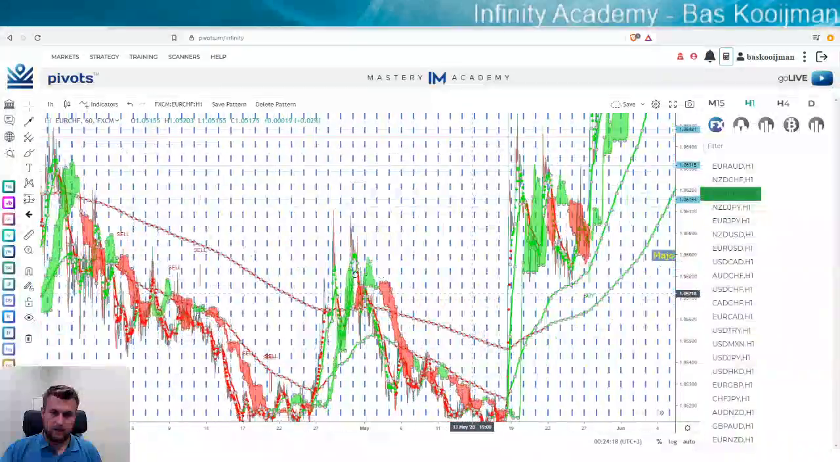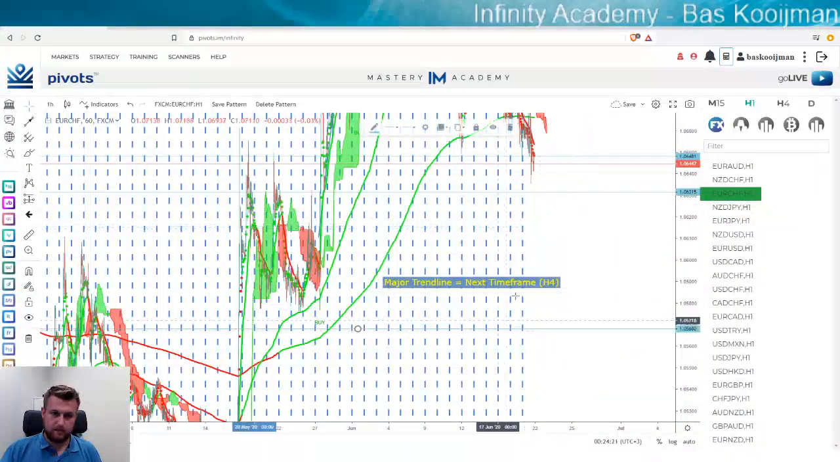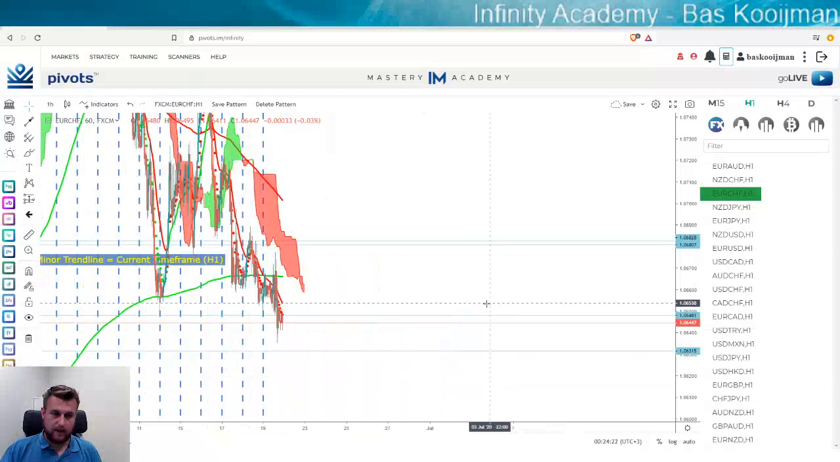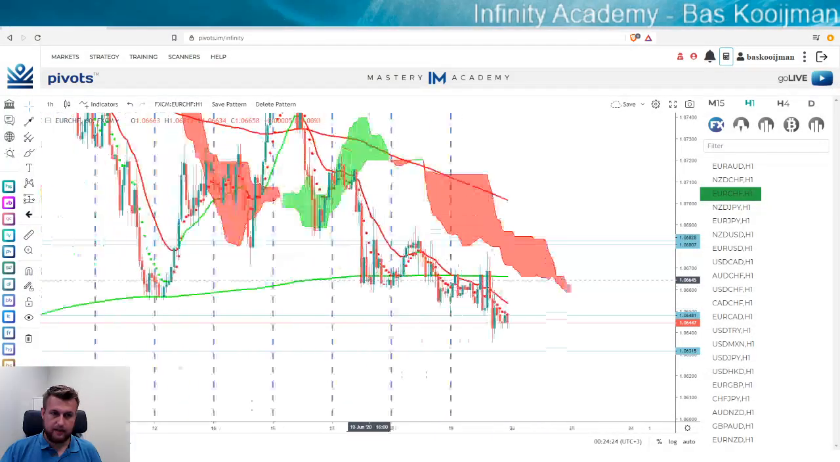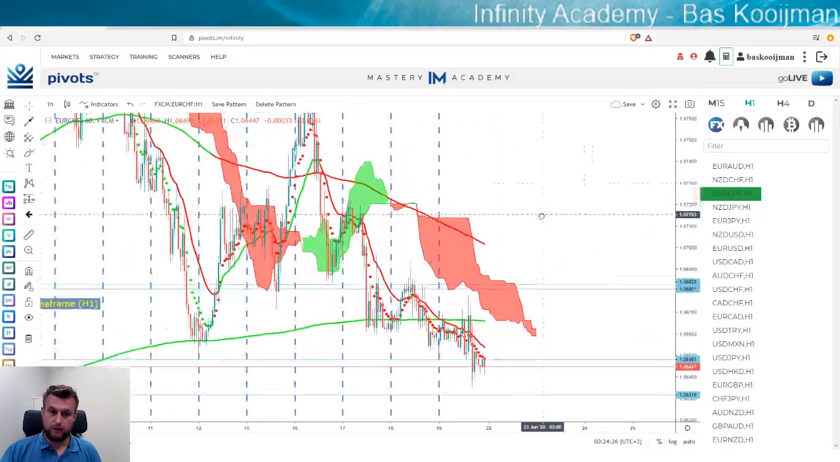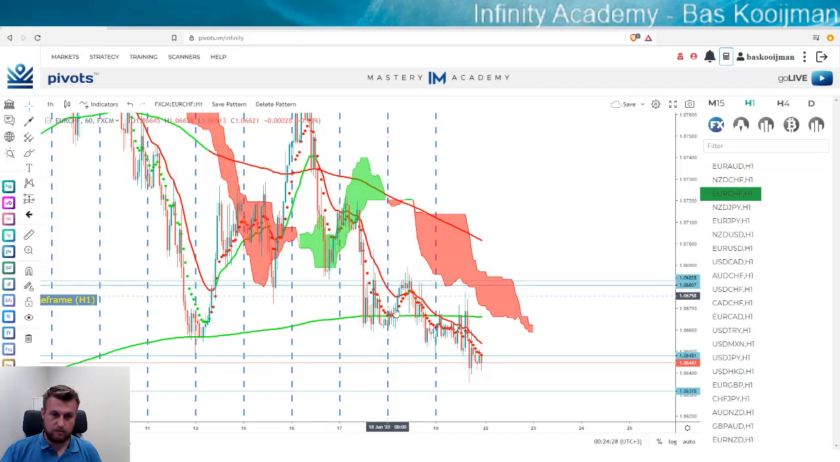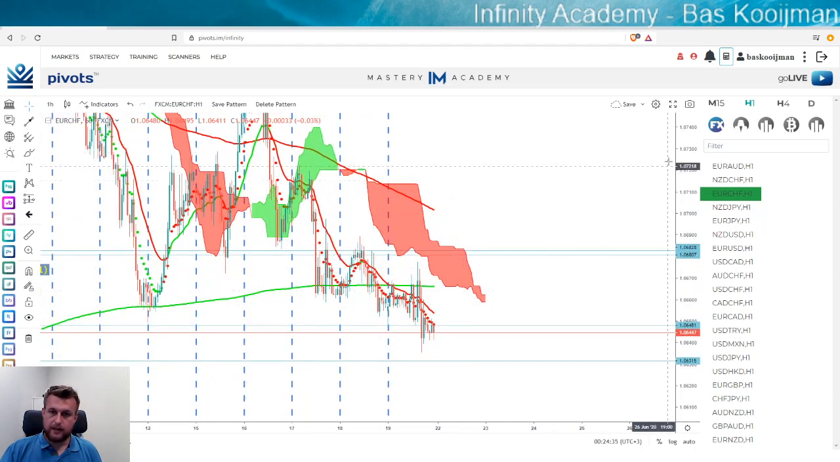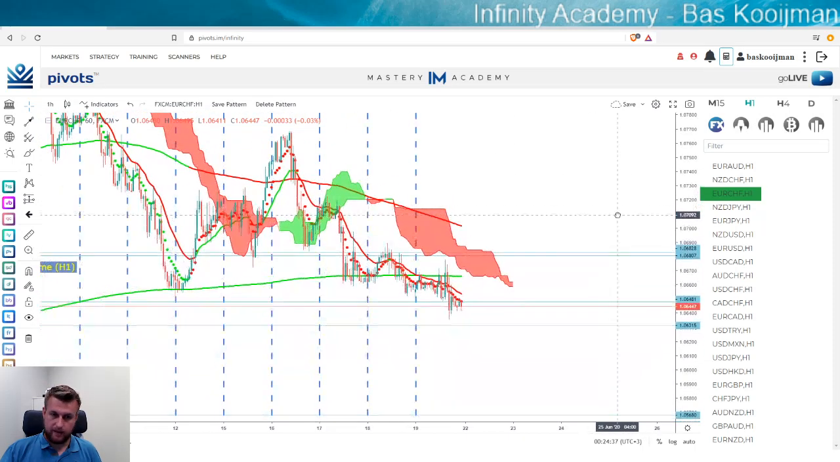Infinity tool is to know if you're in an uptrend or if you're in a downtrend. And when you are in a trend where you do not know what the current trend is, you see here the entry line is red, the minor trend is red, the major trend line is flat, you might not want to buy or sell anything.